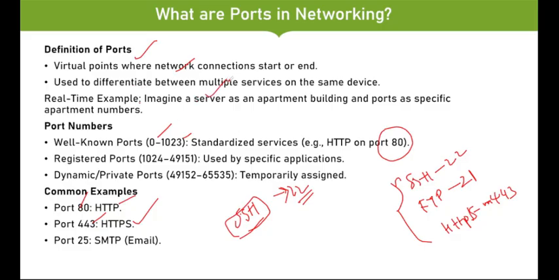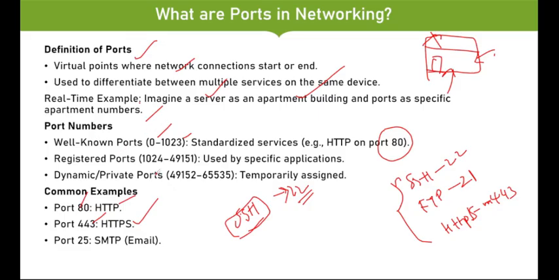Real time example: imagine a server as an apartment building and ports as specific apartment numbers. Basically, you can say doors to a house. There is one house, and that home has different opening points, right? Windows could be one, the main door, the back door could be another. These are different ways to enter into the system. Ports are nothing but different entries into the system.